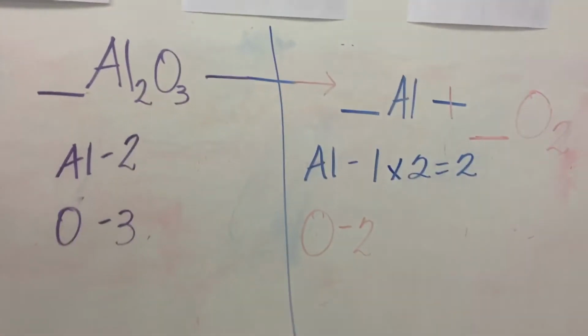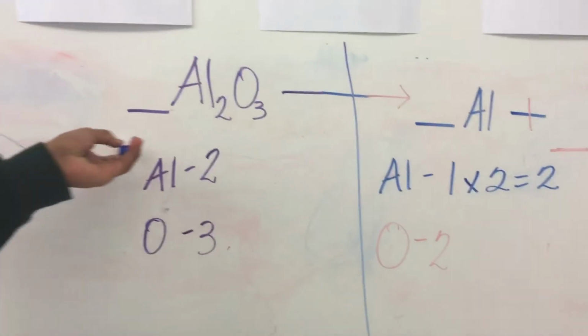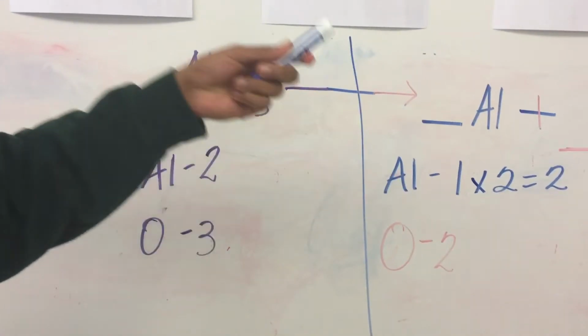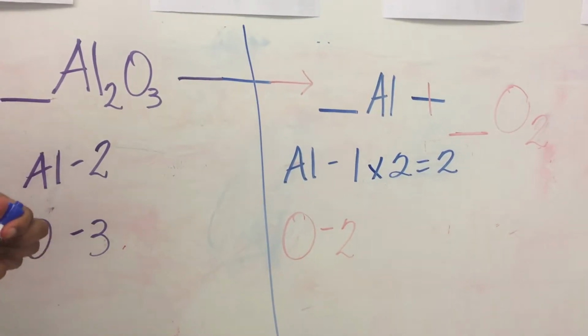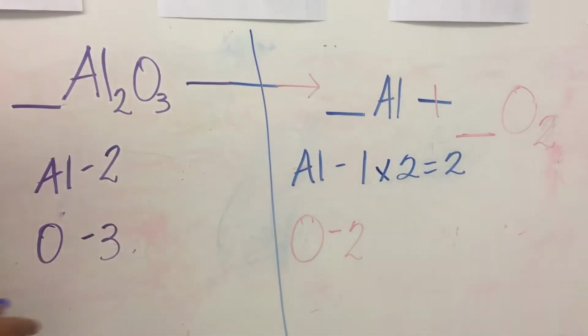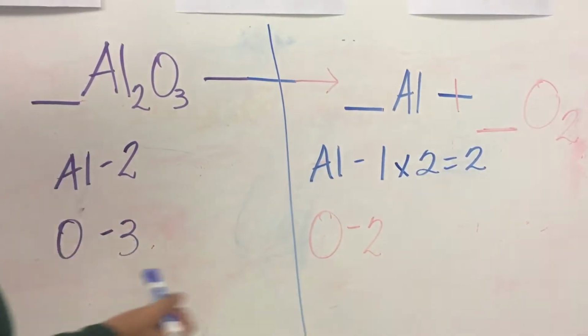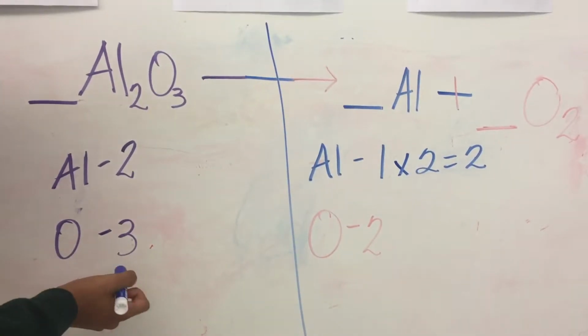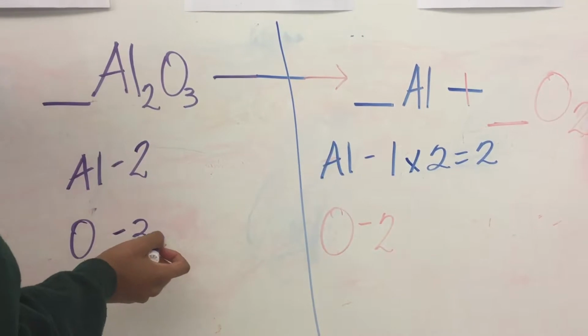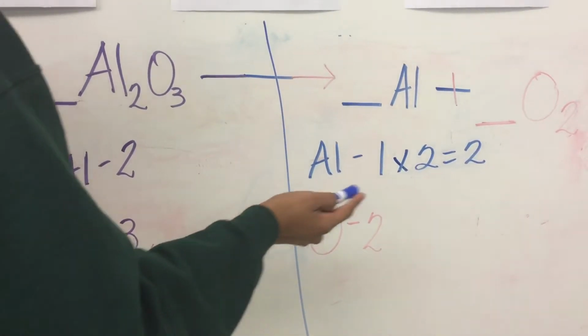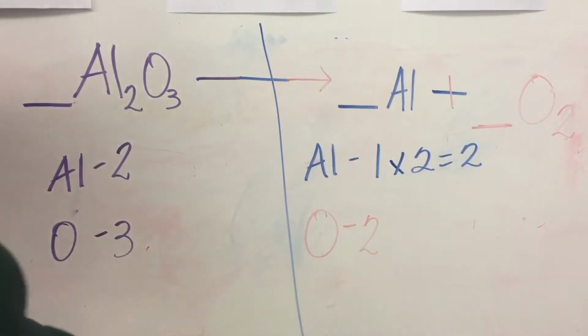Next, we go down the list to our nonmetals. But because this equation has no nonmetals, we will now go to hydrogen, and it also has no hydrogens. So now we go to oxygen. Our oxygens are unbalanced, and there's no whole number that you can multiply 3 by to get 2 or 2 by to get 3. So we have to multiply them by each other.